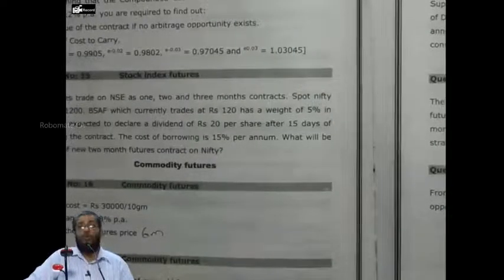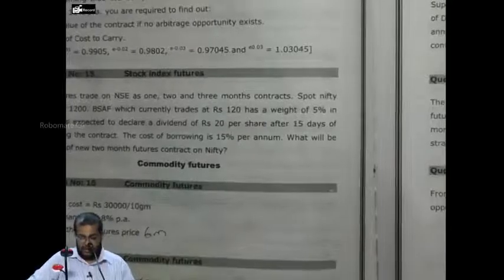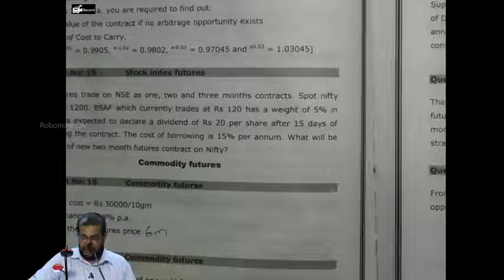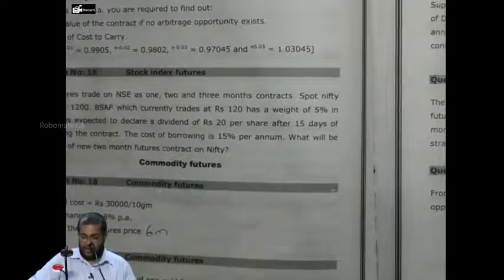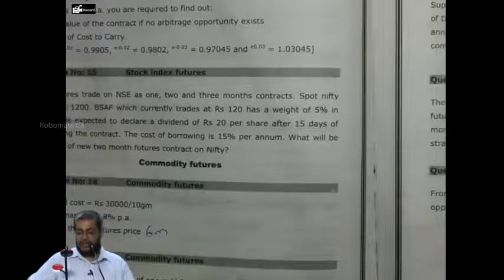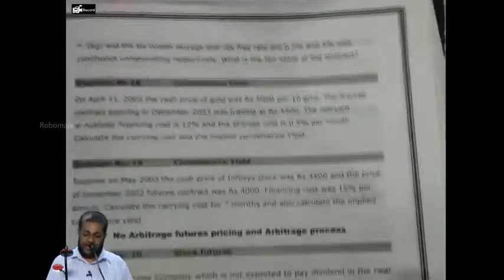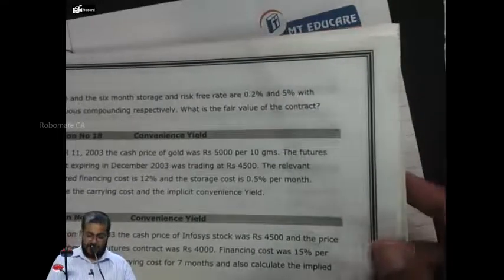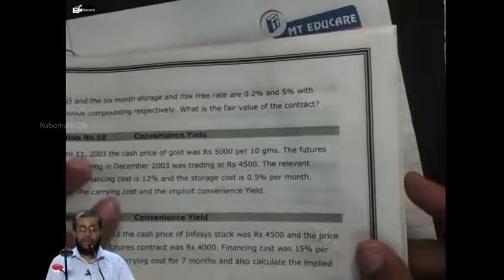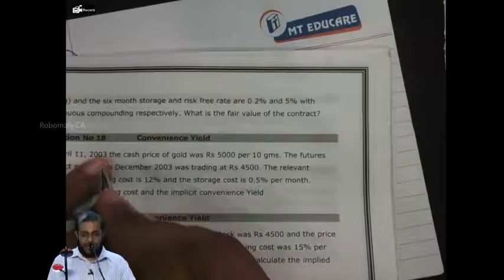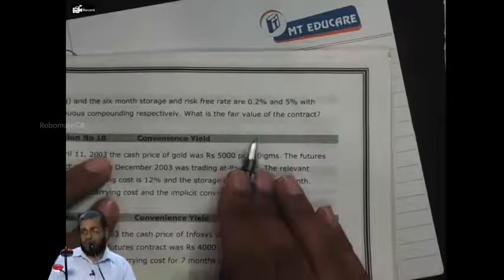You have entered into a sale of one gold futures contract in the multi-commodity exchange to sell 1 kg of gold at 9,60,000 per kg. The contract now still has 6 months to expiry. Gold is trading now at 9,350 rupees per 10 grams. One futures contract is equal to 1 kg. For the 6 months, storage and discovery rate are 0.2 and 5% with continuous compounding respectively. That means I should be using e compounding for this problem. What is the fair value of the contract is the question.